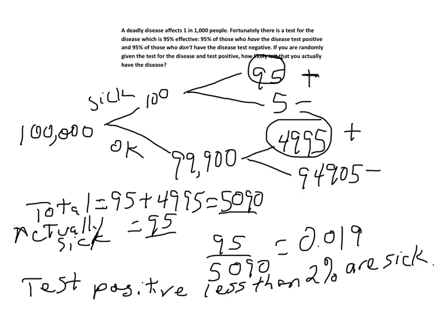At first, this is somewhat surprising, but when you think that it's a very rare disease, it's really not that surprising. It's a rare disease, and so the small percentage of healthy people who test positive totally outweighs the large percentage of sick people who test positive. So this is how a tree diagram, and just starting with a hypothetical 100,000 people, can help us solve pretty hard problems.